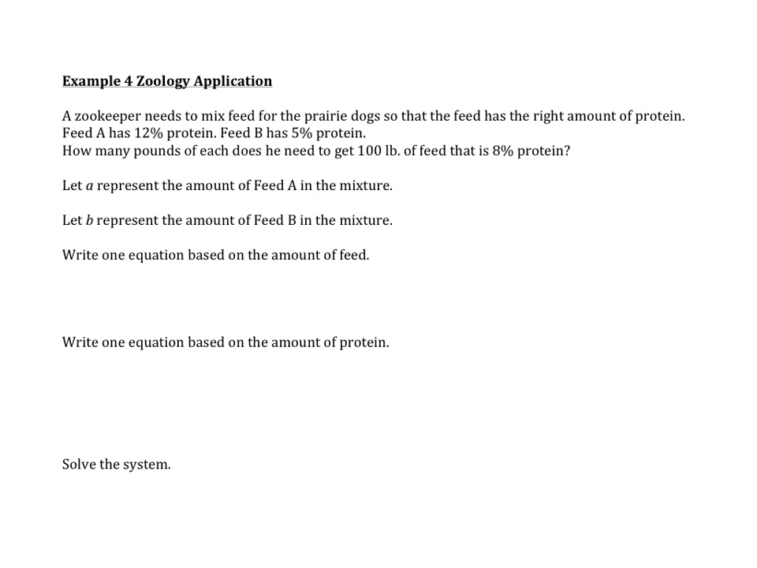Going to finish up the lesson with applications. The first thing you need to do is come up with the equations from the problem and then solve the system. So the first thing it says, zookeeper needs to mix feed for the prairie dogs so the feed has the right amount of protein. Feed A has 12% protein. Feed B has 5% protein. How many pounds of each does he need to get 100 pounds of feed that is 8% protein?